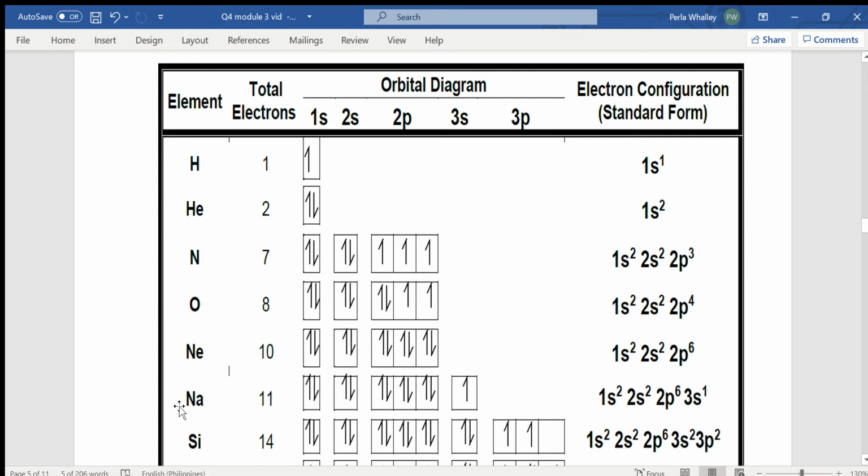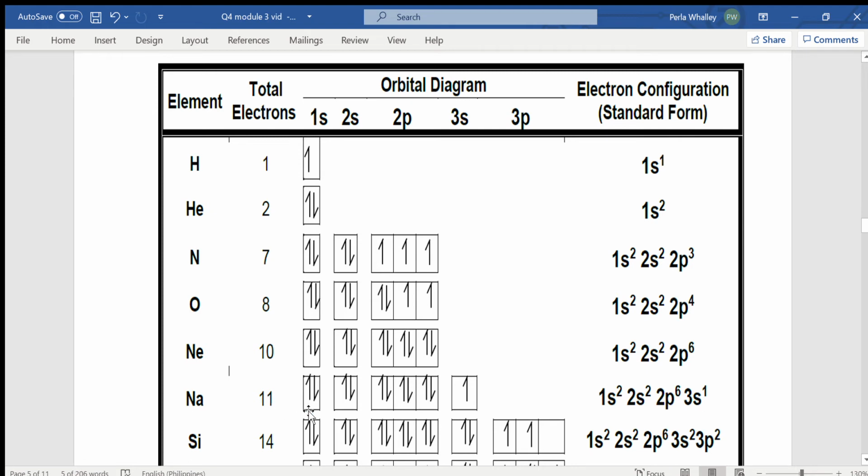Okay? For sodium, the total number of electrons is 11, or the atomic number is 11. The electron configuration is 1s2, 2s2, 2p6, 3s1. Remember that the exponents here, if you add them up, will be equal to the total electrons, or the atomic number.